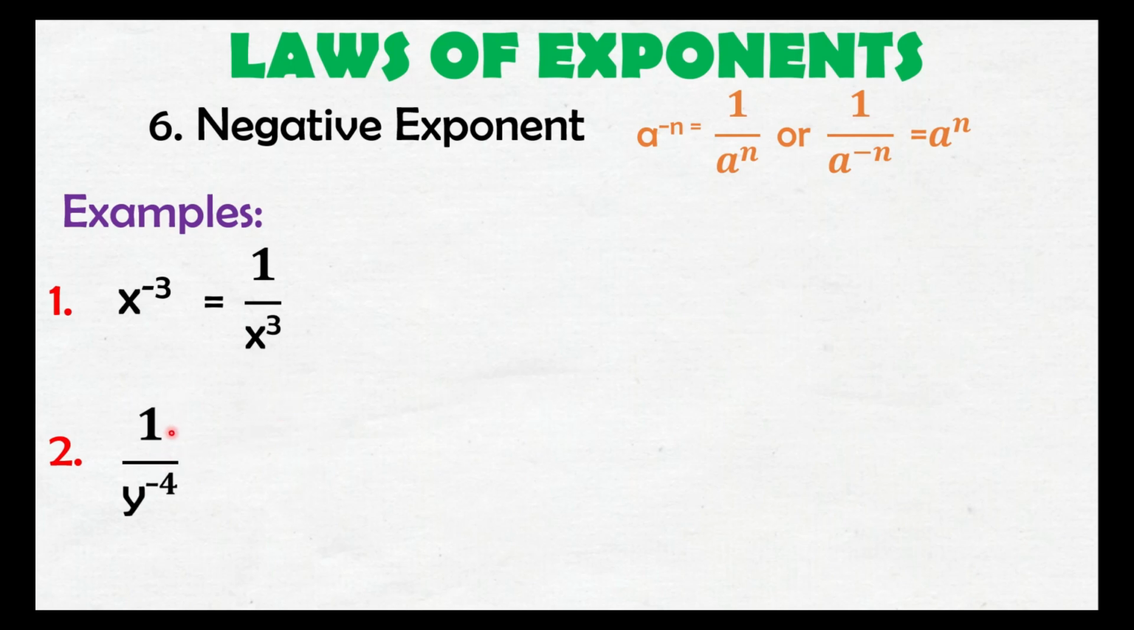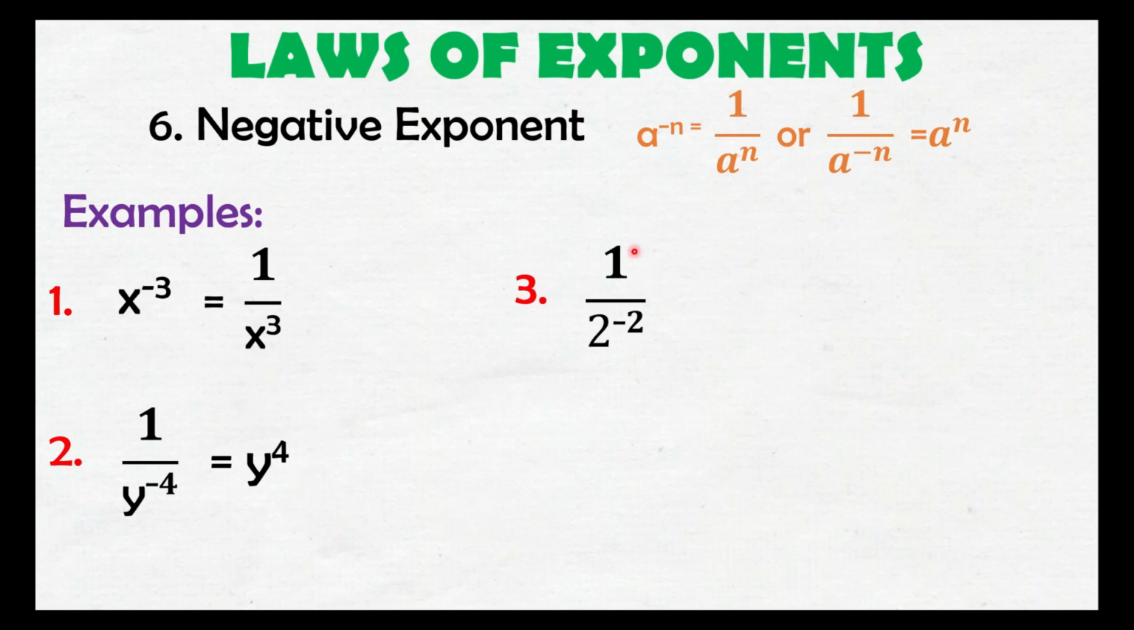Another example is 1 over y raised to negative 4. So, para matanggal ito, since nasa denominator siya o yung y raised to negative 4, ilipat natin siya sa numerator. So, mangyayari niyan is y raised to 4. Kapag inilipat natin kasi ito, y raised to 4, matatanggal yung negative, times 1, y raised to 4 pa rin.